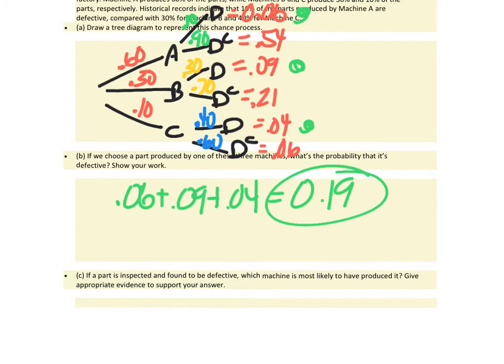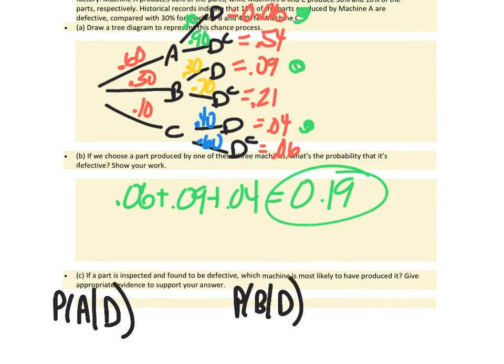So what we could do is we could find the probability of machine A given it was a defective part. We could do the probability of machine B given it's a defective part, and the probability of machine C given it's a defective part. So basically, given we have a defective part, what's the probability it comes from machine A? Given we have a defective part, what's the probability it comes from B? Given we have a defective part, what's the probability it comes from C?